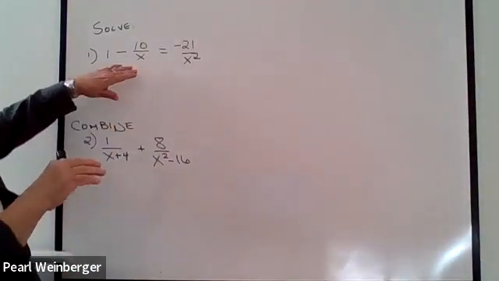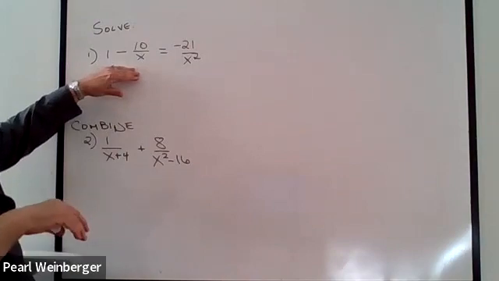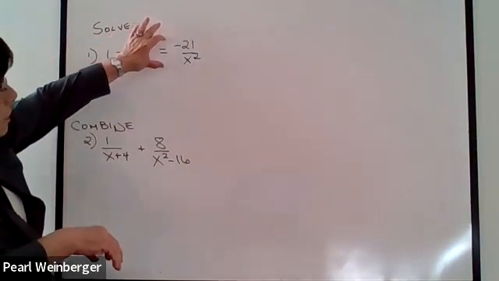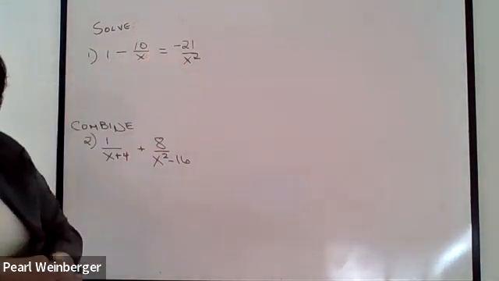Okay, looking at this first equation, we have 1 minus 10 over x equals negative 21 over x squared.